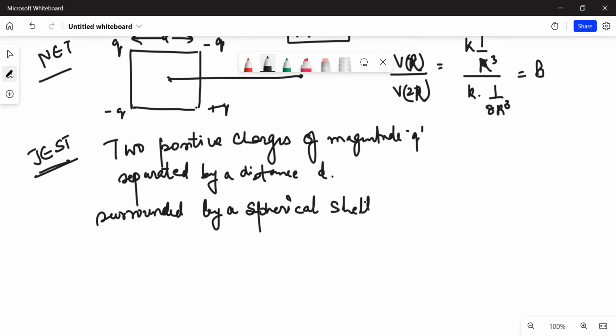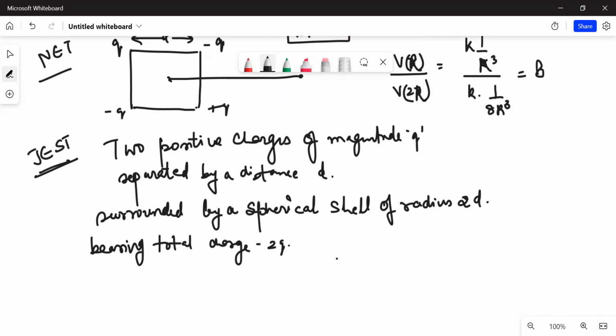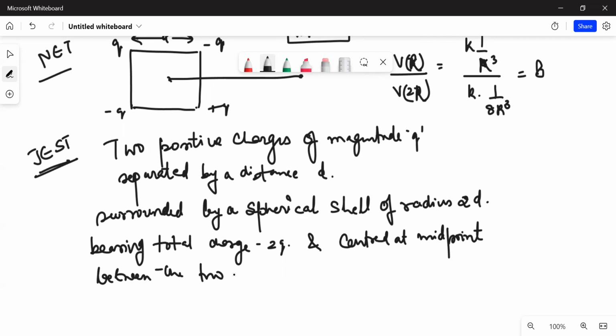Surrounded by a spherical shell of radius 2D, bearing a total charge minus Q. And this shell is centered at the midpoint between the two charges, between the two positive charges.